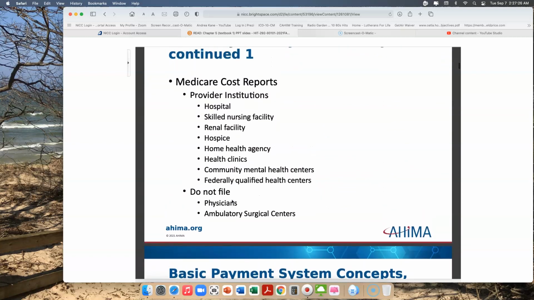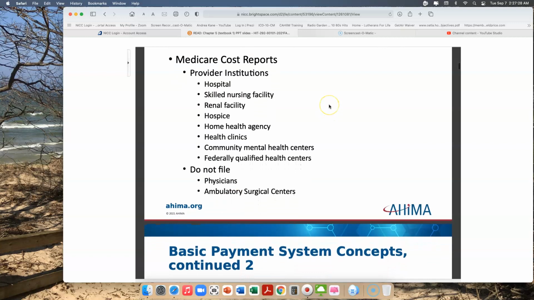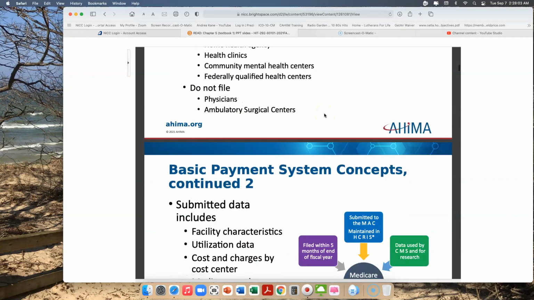Medicare cost reports are required on an annual basis from provider institutions, which include hospitals, skilled nursing facilities, renal facilities, like outpatient dialysis organizations, hospice, home health agencies, health clinics, community mental health centers, and federally qualified health centers. Physicians, individual physicians or physician practices, do not have to file Medicare cost reports, nor do ambulatory surgery centers. They're the two exclusions from that.